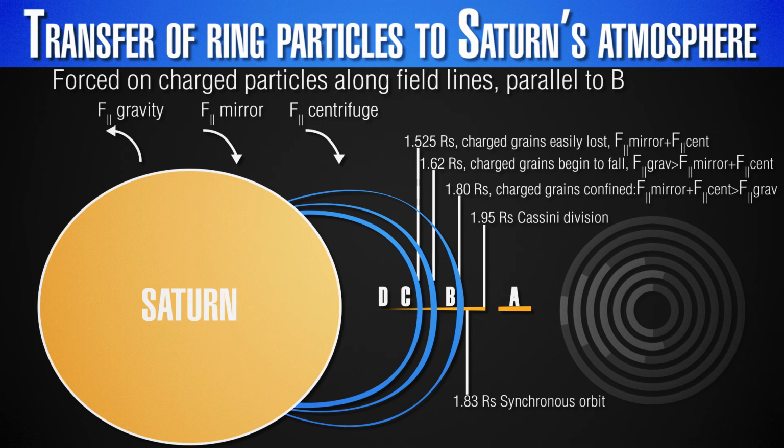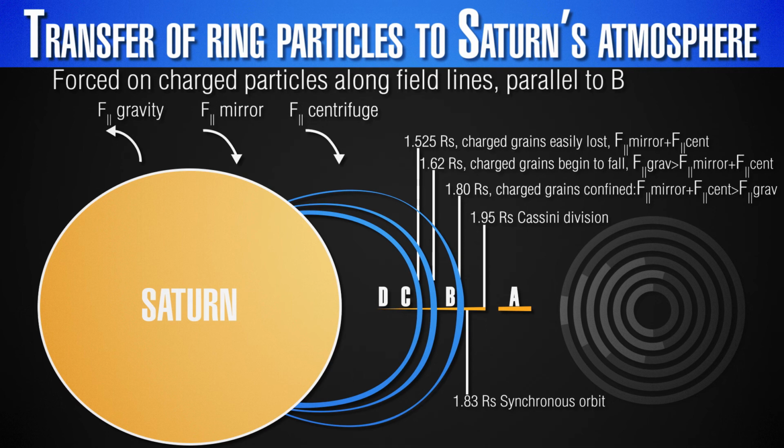Finally, let's say you have a force balance between gravity and centrifugal force, and you're at some radius where gravity is slightly winning, then that particle is going to start falling into the planet. If you're within about 1.525 RS, as labeled on this diagram, you can see that F gravity is basically always going to win. Okay? So anything interior of that, if you're a charged particle, you're just going to be sucked into the planet by gravity.